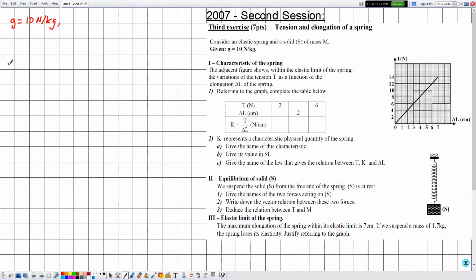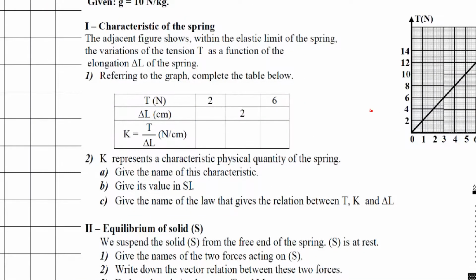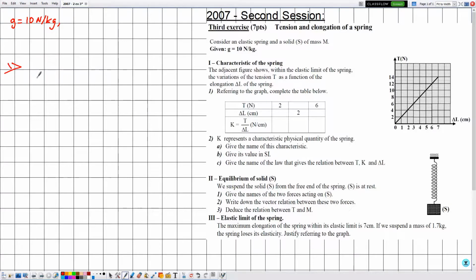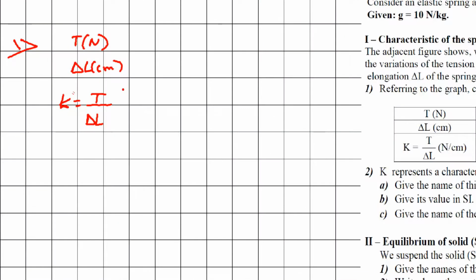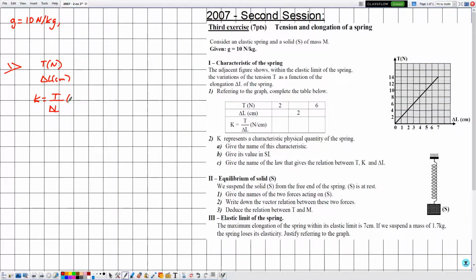Now number 1, referring to the graph, complete the table below. So let me draw the table. The table consists of 3 rows and they are given by the tension T expressed in newtons, the elongation delta L expressed in centimeters, and the ratio which is given by K is equal to T divided by delta L. Since T is in newtons and delta L is in centimeters, the unit of K is expressed in newtons per centimeter.